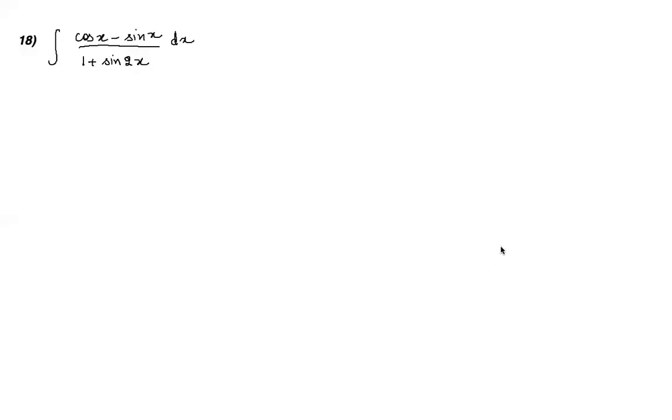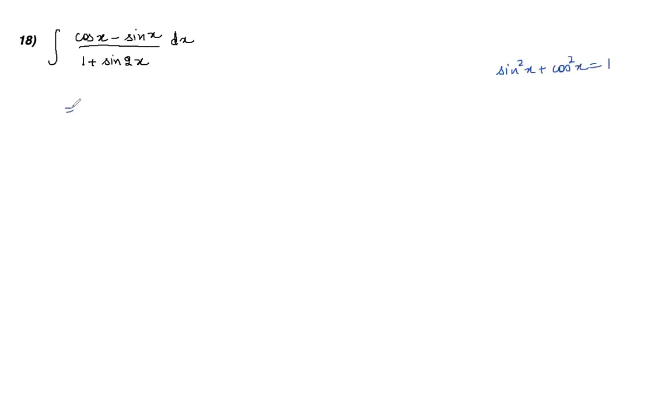Now in this question, I need to integrate cos x minus sin x upon 1 plus sin 2x into dx. Again, I need to work on my denominator term. But here in this question, substituting 1 plus 2x as u won't work, as it will not give us the required terms. So what I can do here is, we know we have this identity of sin square x plus cos square x is equals to 1.